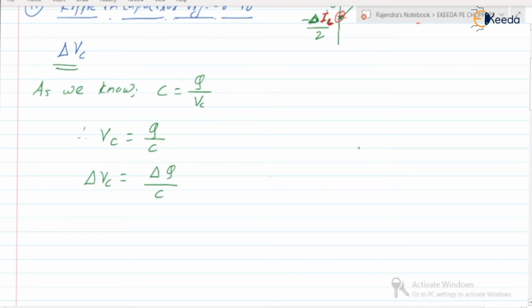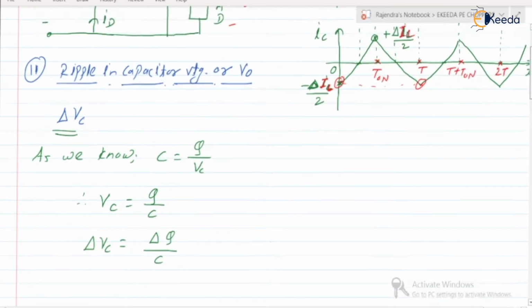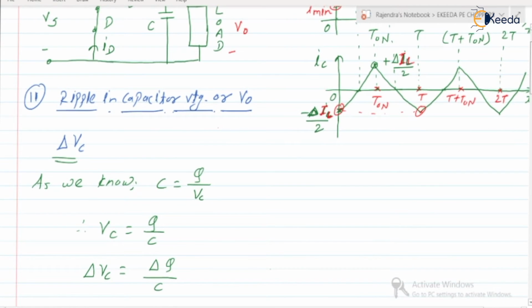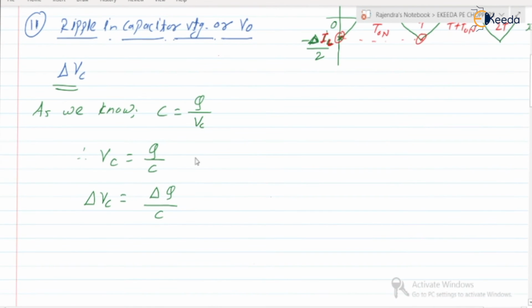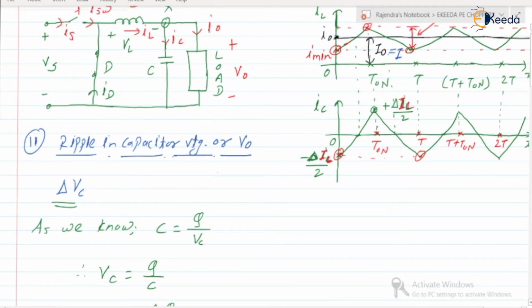What is delta Vc? It is nothing but the change in the capacitor voltage, which we can write as delta Q by C. What is delta Q? If you check the area under this curve, the area under this triangle, it is nothing but current into time. And current into time is nothing but charge. Are you getting the point?